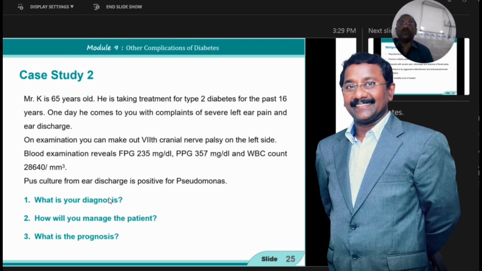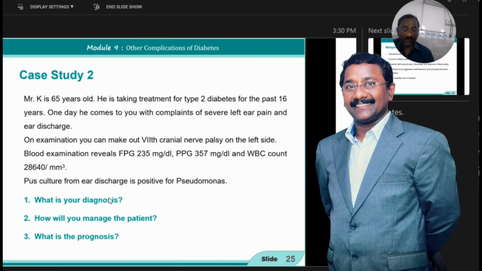He is a 65-year-old male taking treatment for diabetes for the last 16 years. One day he comes to you with the complaints of severe left ear pain and ear discharge. There is a 7th cranial nerve palsy on the left side. Fasting 235, PP 357 and total count 28,000. Pus culture from ear discharge is positive for Pseudomonas.